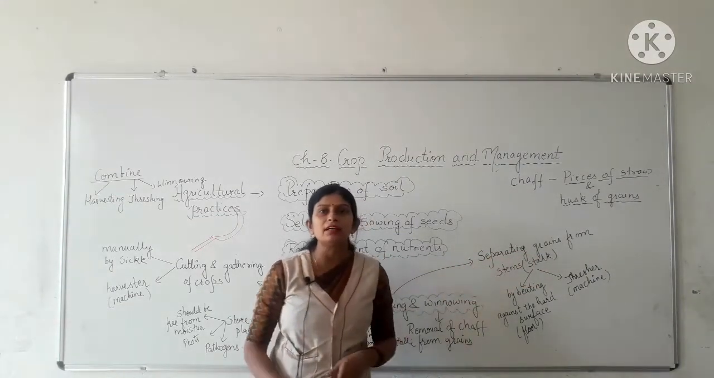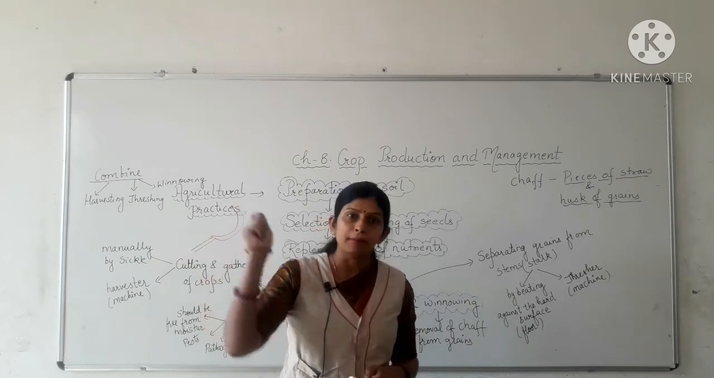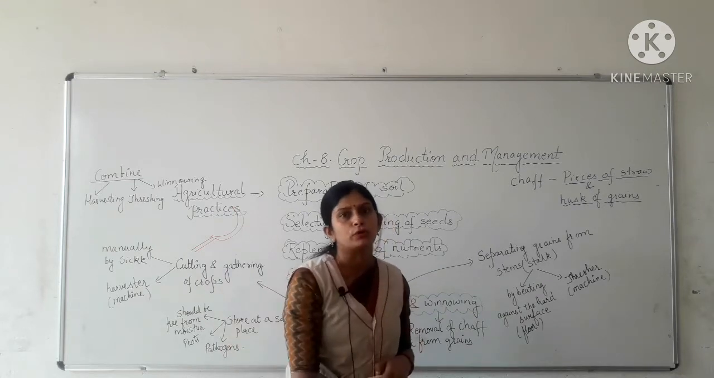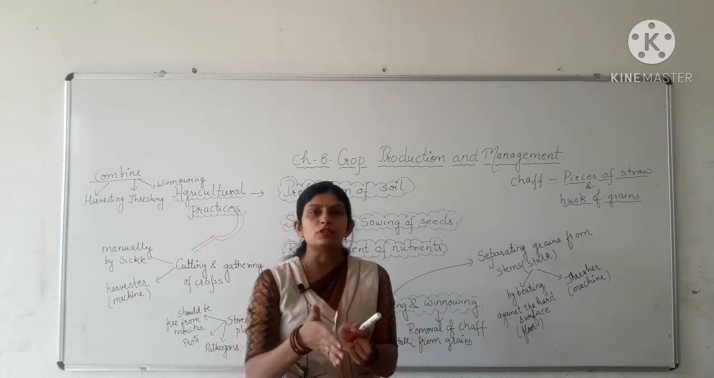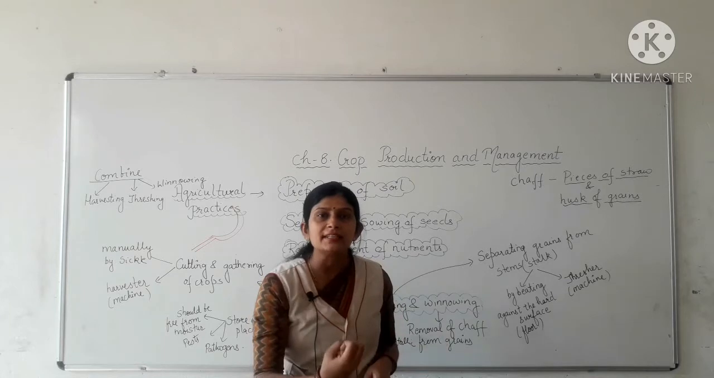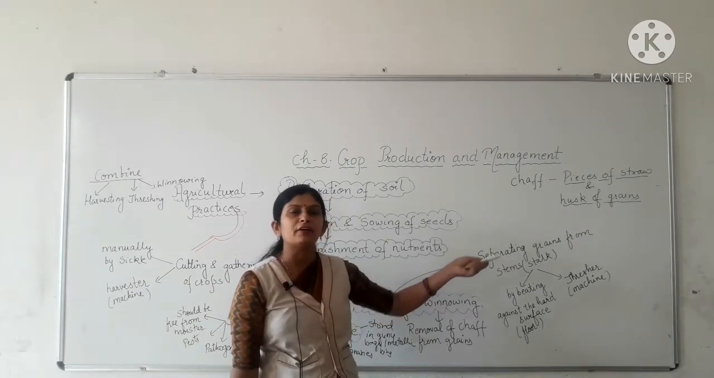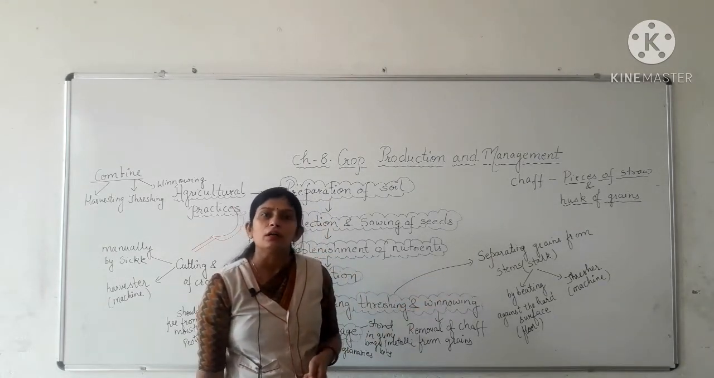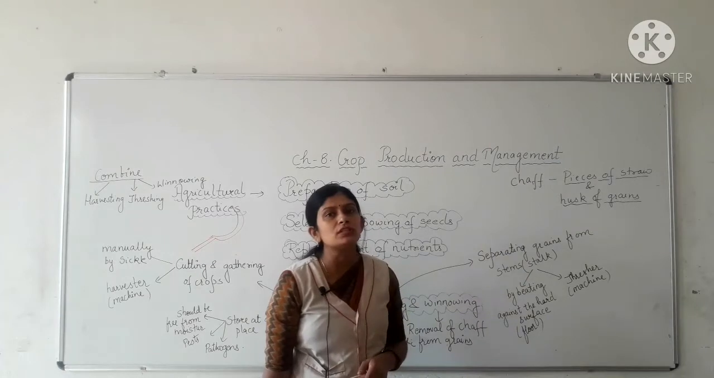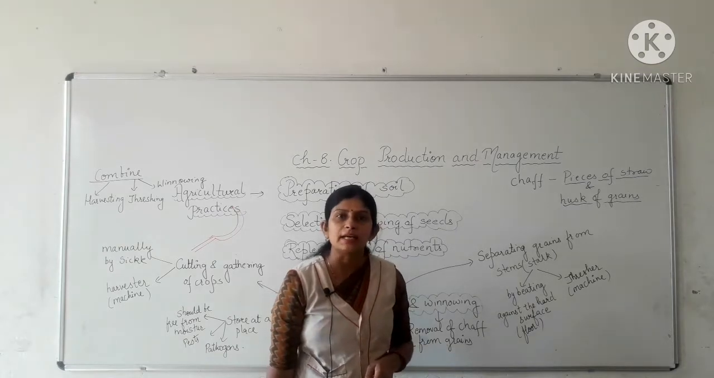The first method is the manual method, in which cut crops are beaten or struck against a hard surface or floor, so that the stems or stalks of the crop plants get ruptured and grains come out of these. In this way, grains are separated from the stalks, known as threshing. In another method, we use a machine called a thresher, which separates grains from the stems of crop plants.